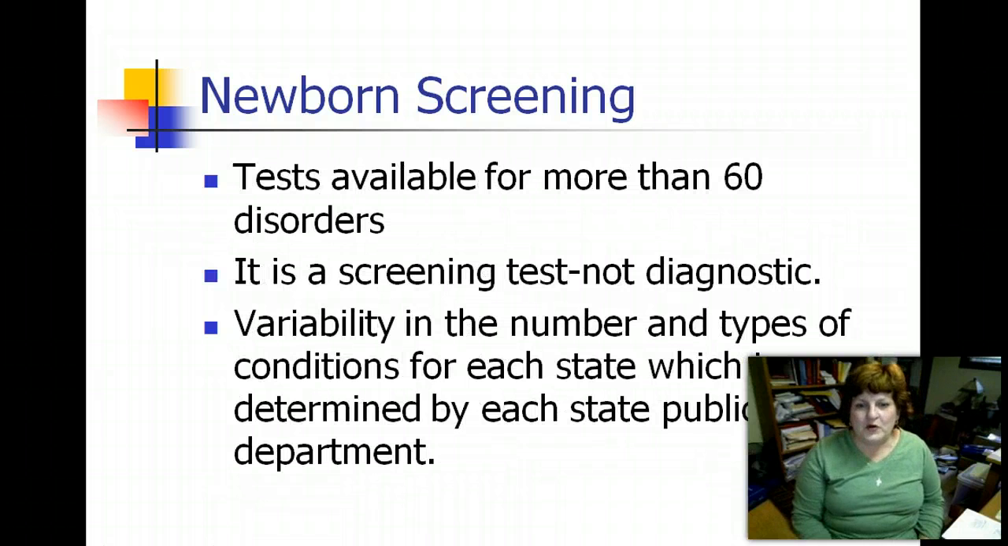Tests are available on more than 60 disorders. It's a screening test. It's not diagnostic. So that means that there will be some false positives and unfortunately some false negatives that do occur. But on the majority, we are successful in screening the newborn babies for any potential genetic disorders that they may have. There's great variability in the number and types of conditions for each state. Because each state determines how many tests are ordered, and it's determined in their public health department.